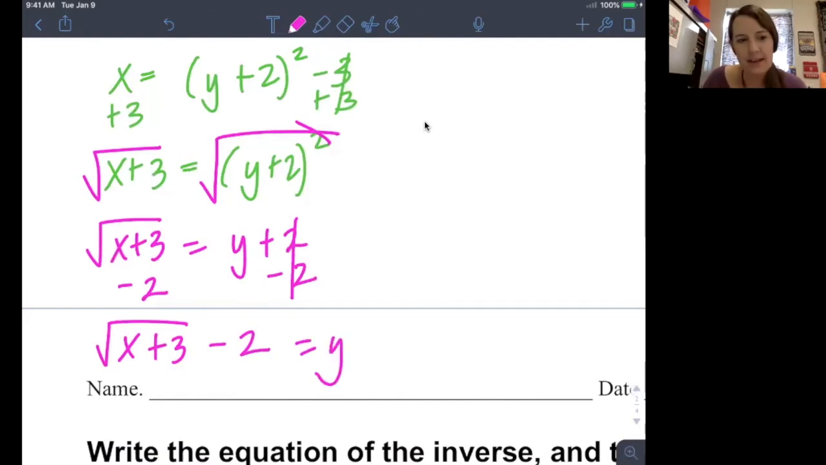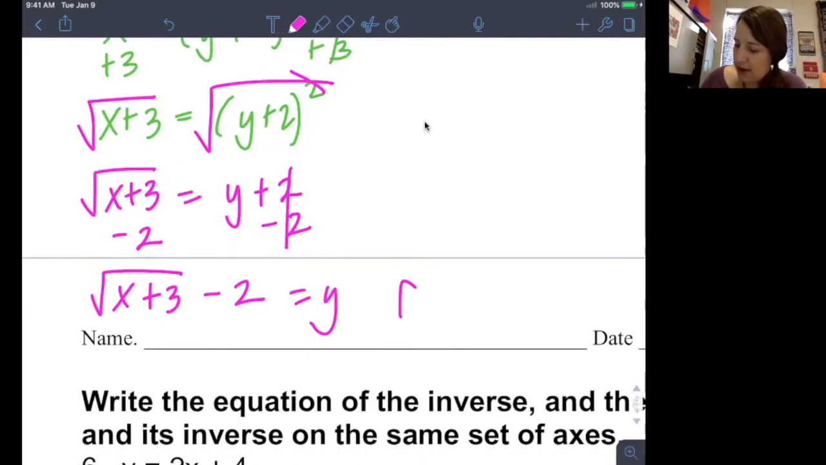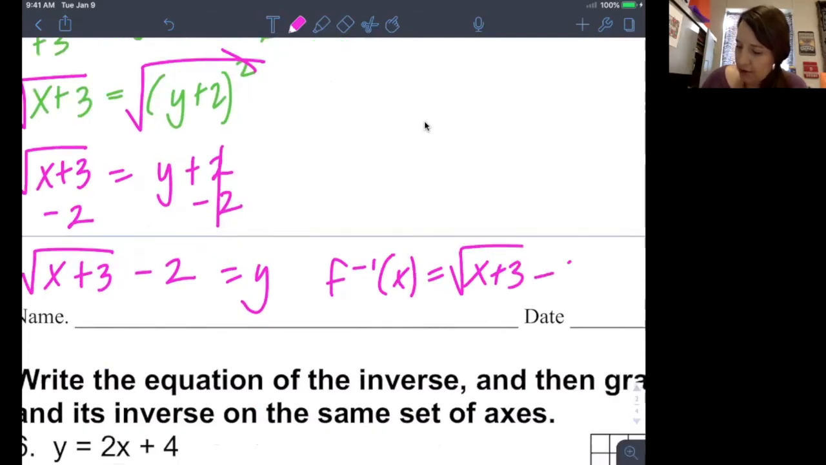You cannot simplify that to square root of x plus 3 with the minus 2 under, so x plus 1. It does not work like that. Okay, that would not be able to combine because they're not like terms. One of them you're taking the square root of, the other one you are not. So then for our final step, we would just write f inverse of x equals square root of x plus 3 with a minus 2 on the outside.